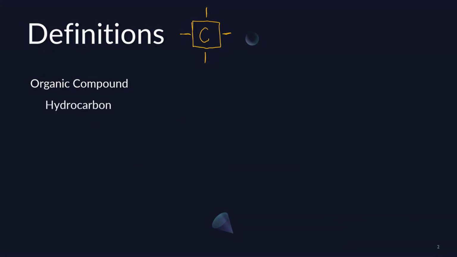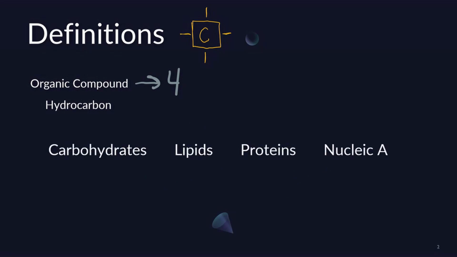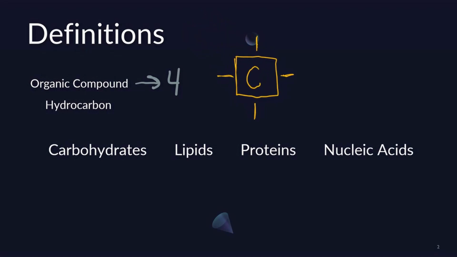Now, there are 4 main types or classes of organic compounds found in all living things. We have our carbohydrates, our lipids, proteins, and nucleic acids. Now, if all of these compounds are built from carbon molecules, what makes all of them different or unique? Well, that's largely thanks to each compound's functional group. So let's talk about functional groups.